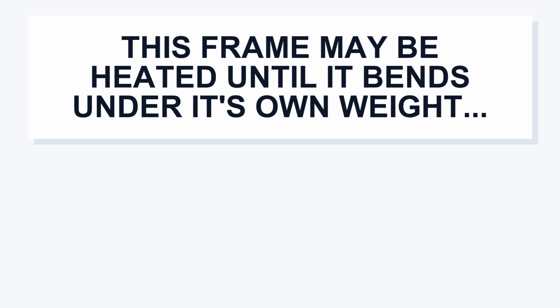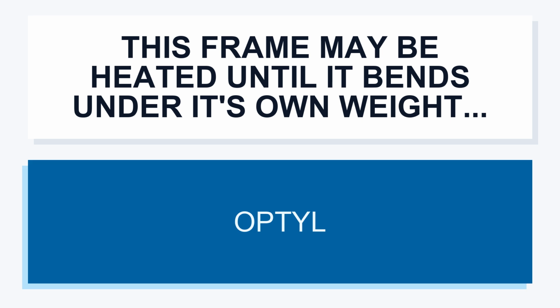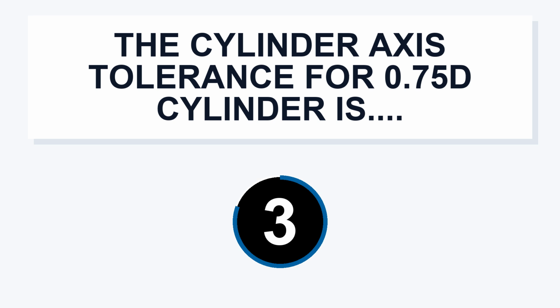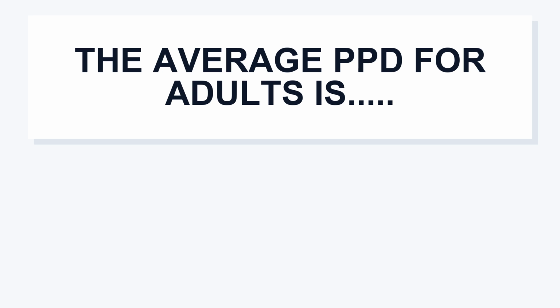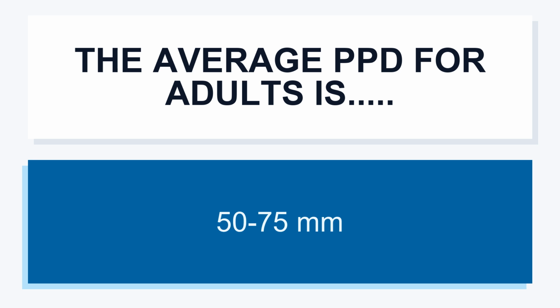This frame may be heated until it bends under its own weight: Optyl. The cylinder axis tolerance for 0.75D cylinder is 5 degrees. The average PD for adults is 50 to 75 millimeters.